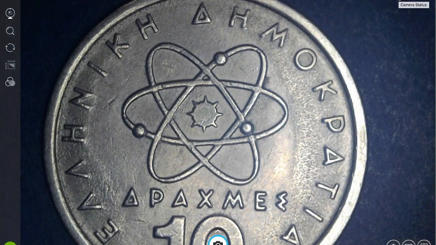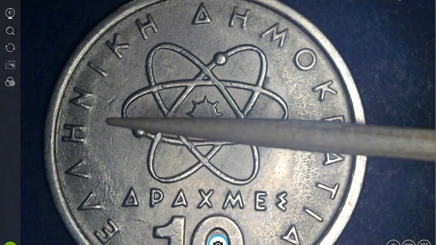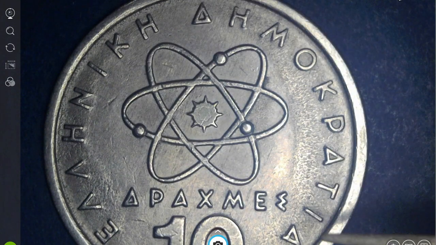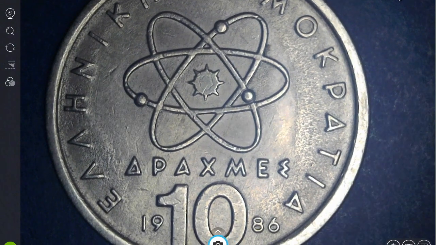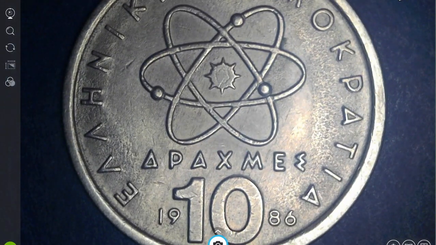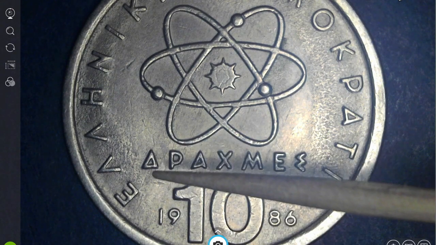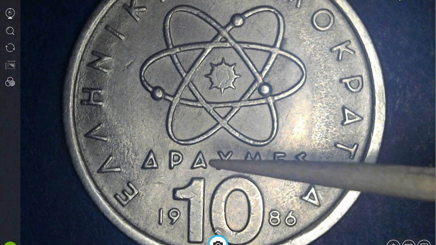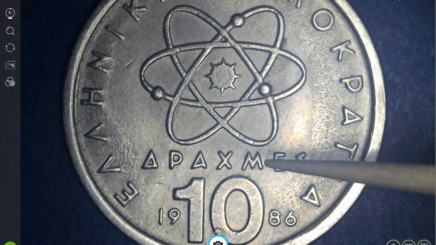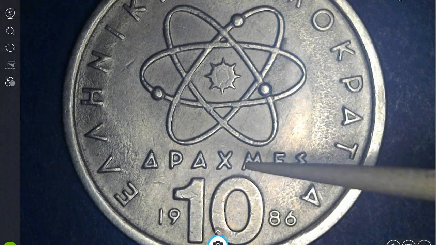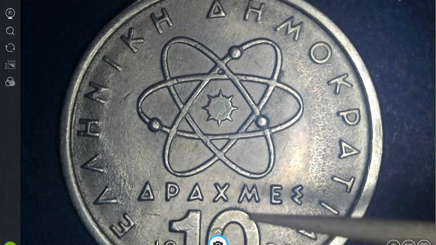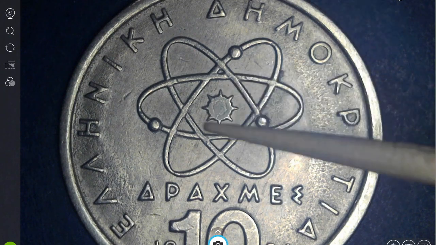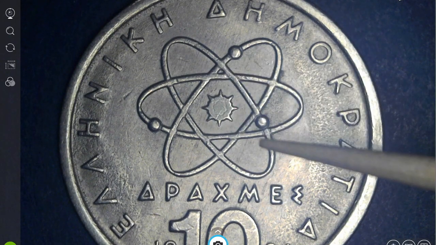Here's the reverse of our third coin, and again we see Ellenike Democratia. We see the date, 1986, the number 10, and we see delta, rho, alpha, chi, mu, epsilon, and sigma again. So 10 drachmes. And in the middle of the reverse, we see a symbol that looks like an atom. We have a nucleus and the electrons.